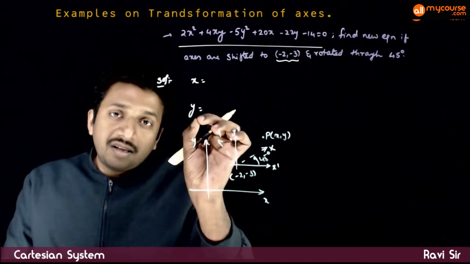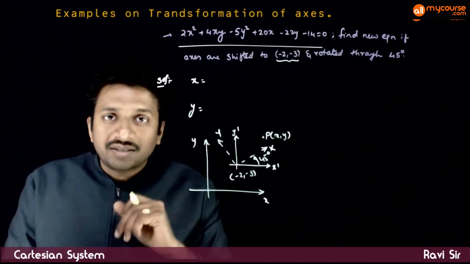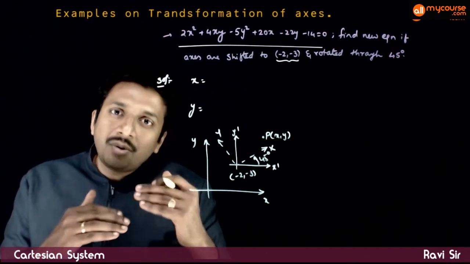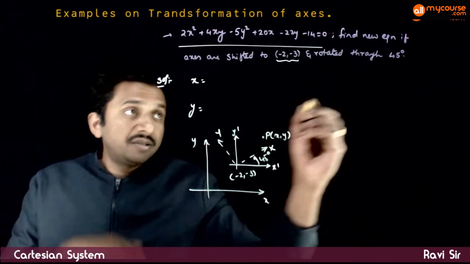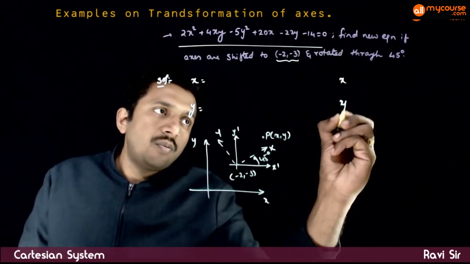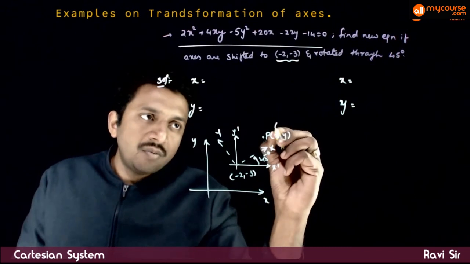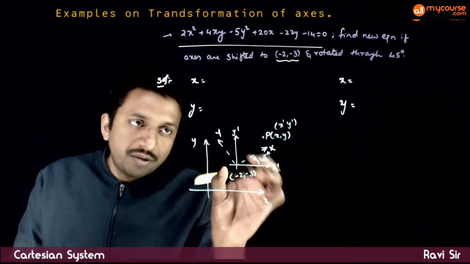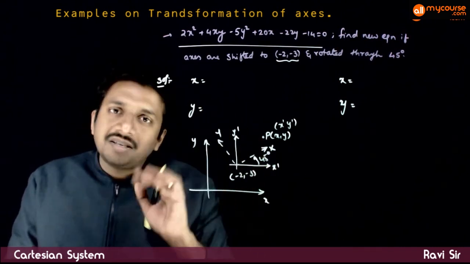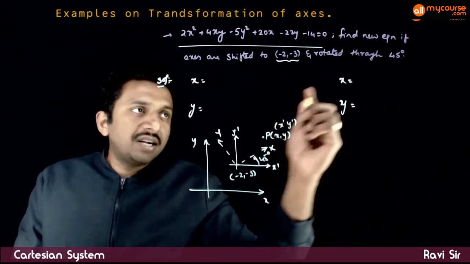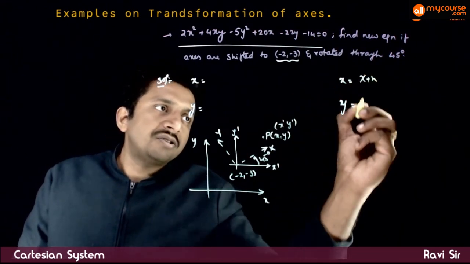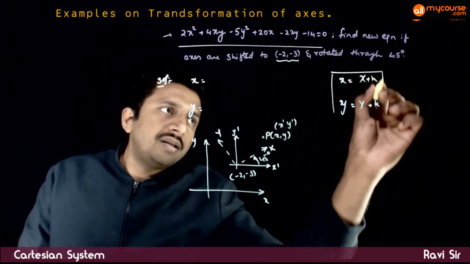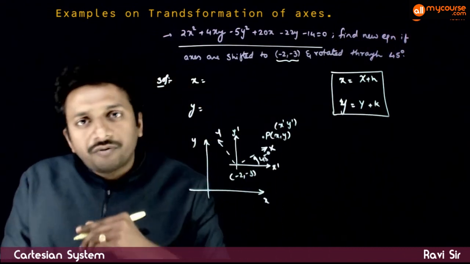Now first, before directly going to capital X, capital Y, let us go successively to x dash, y dash, and then to capital X, capital Y. So first, what is x and y in terms of x dash and y dash? So x dash and y dash are the coordinates of this point with respect to these axes. That is, only translation has occurred. So when translation has occurred, small x is equal to capital X plus h, small y is equal to capital Y plus k. This is our transformation formula set.